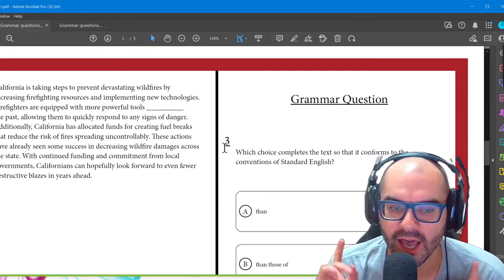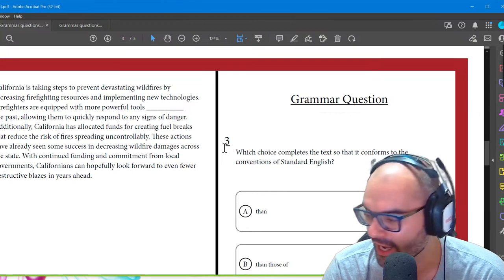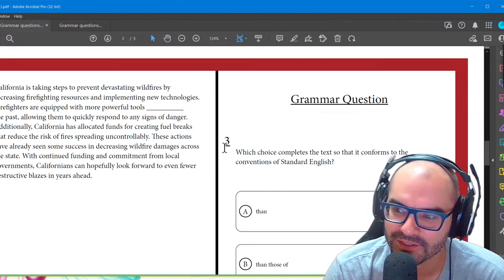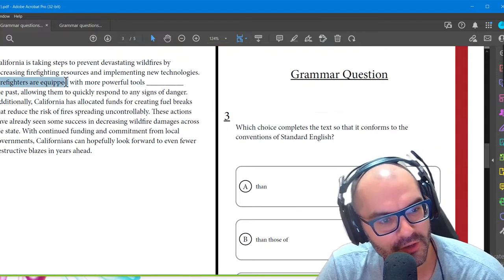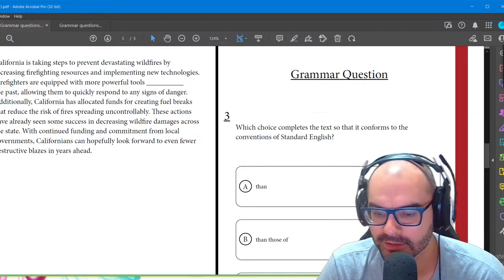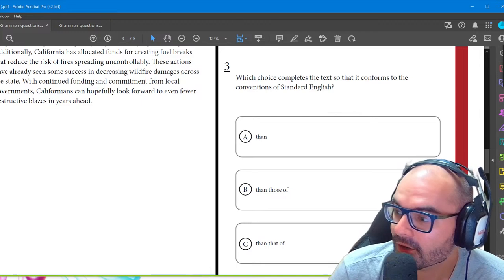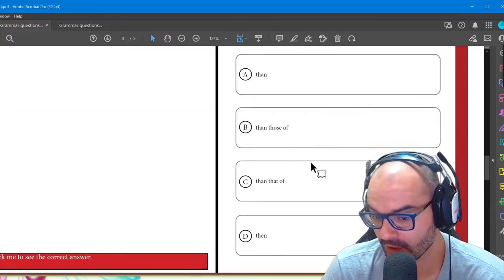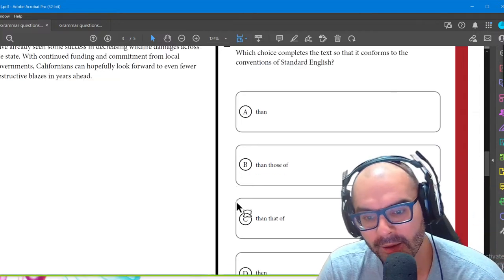This is a little tricky one that I just threw in here because I've seen this on every SAT and I find it really odd, but it's something that's good to know. So we have firefighters are equipped with more powerful tools, blank the past, right? And so we've got than, just the simple comparison, right? Than those of, than that of, and then. D is definitely wrong. I think we're all aware of that.